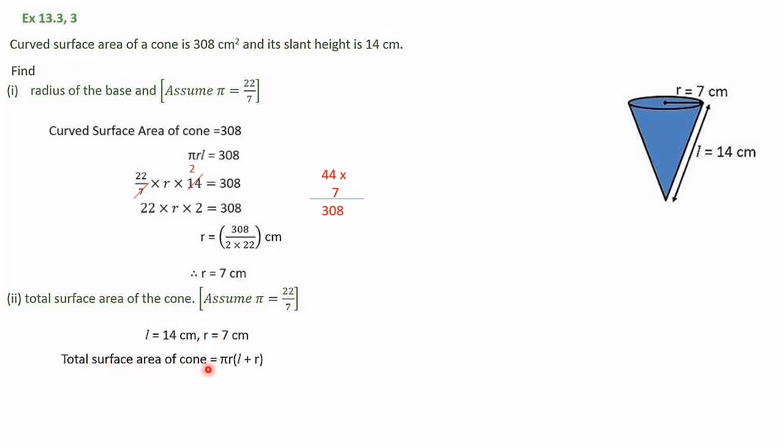Now total surface area formula is pi R into L plus R. Let's substitute the values. Pi 22 by 7 into radius is 7 into L plus R. L is 14 and plus 7, 14 plus 7. That is equal to 22 by 7 into 14 plus 7 is 21. So here 7 and 7 also can be cancelled. 7 and 21 also can be cancelled. That is here 22 into 7 cancel. It is one time into 21. Then 22 into 21 when you multiply you will get 462 centimeter square. So the total surface area of the cone is 462 centimeter square.